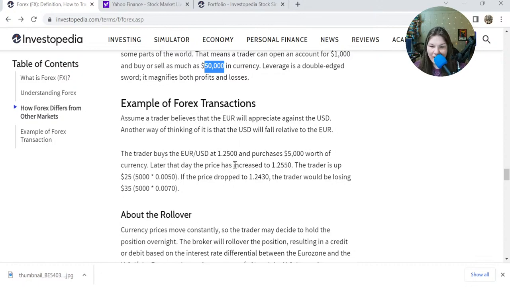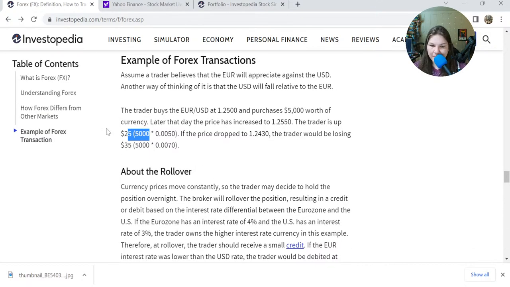Later that day, the price is increased to 1.2550. The trader is up $25. $5,000 times 0.0050 is $25. If the price dropped to 1.2430, the trader would be losing 5,000 times 0.0070, which would be $35. So you can see how quickly it changes.